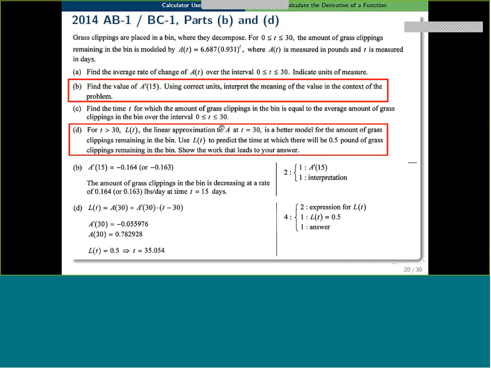All right, so how about this, Vicki? How about if I take a look quickly at these last 2 capabilities, and then I'll pass it over to you. Okay. So the next one is we need to be able to numerically calculate the derivative of a function. So this one I'm going to look at 2014 AB1 BC1. This one had to do with the famous grass clippings problem. We have this function A of T, and we'd like to find in part B the value of A prime of T. I'm not worried right now about interpreting the meaning of that value, but just using the calculator to find A prime of 15. And if you take a look down in part D, we're looking at a linear approximation, but part of that problem was also to find A prime of 30. So a very similar sort of a problem, finding a numerical derivative.